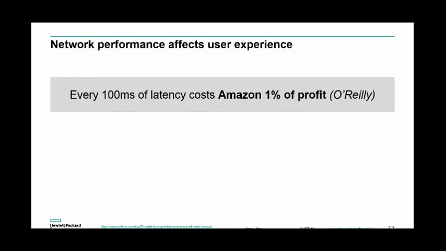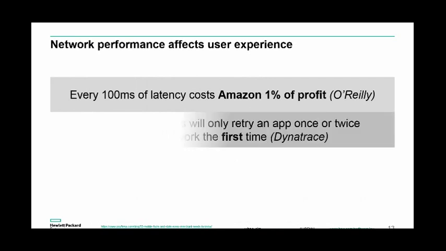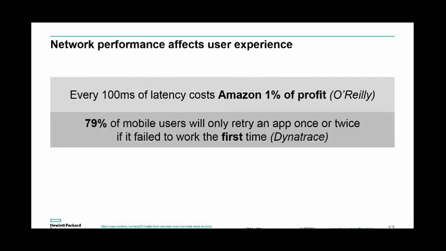But network performance, in essence, affects the user experience. And every 100 milliseconds of latency cost Amazon 1% of their profits. And 79% of mobile users will only retry an app once or twice before they delete it or take it out. So probably here I have to say, with statistics like this, the bigger the boss, the higher the pitch.